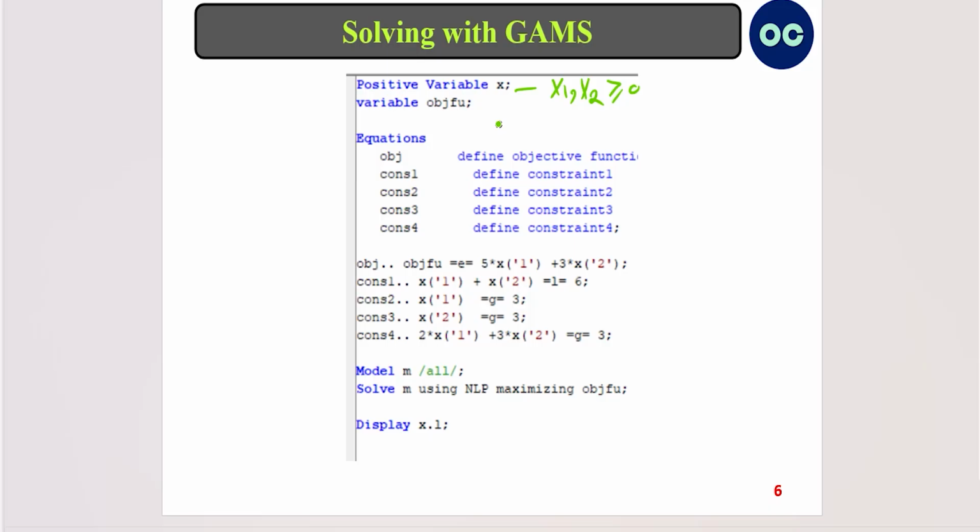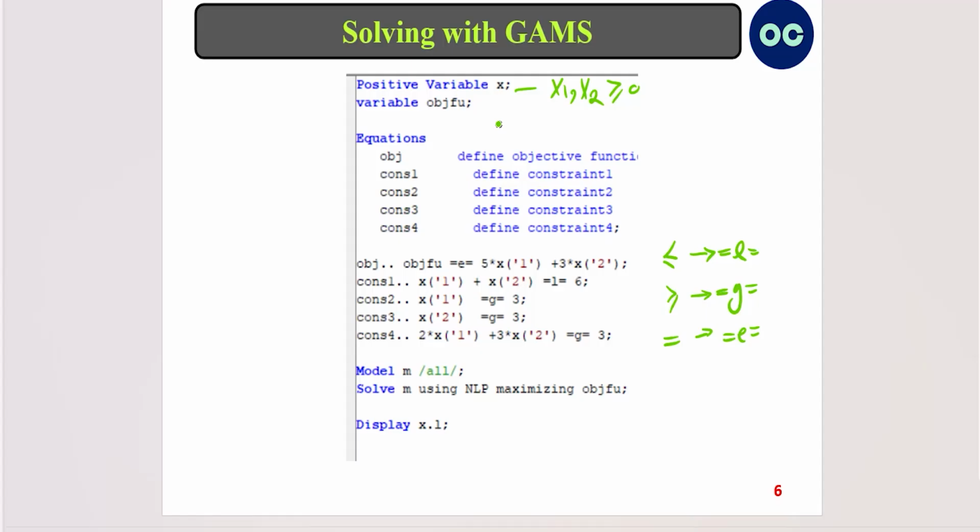We have 3 signs for inequality. Is less than, is equal to, greater than. In GAMS code, we write L for less than or equal, G for greater than or equal, and for equal, we write E.